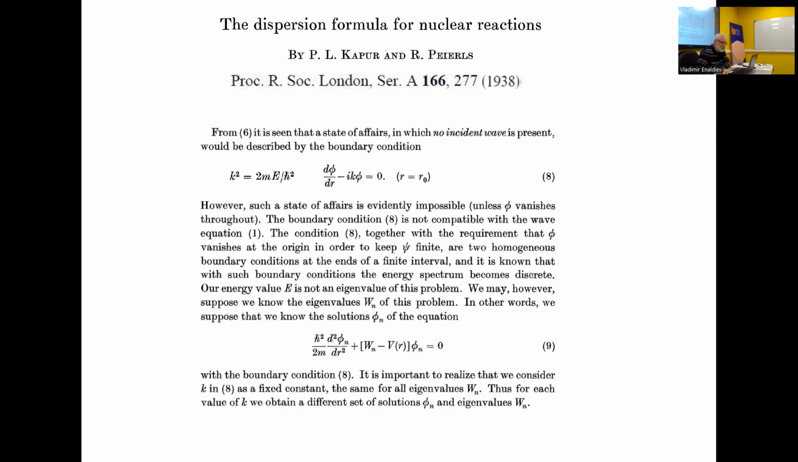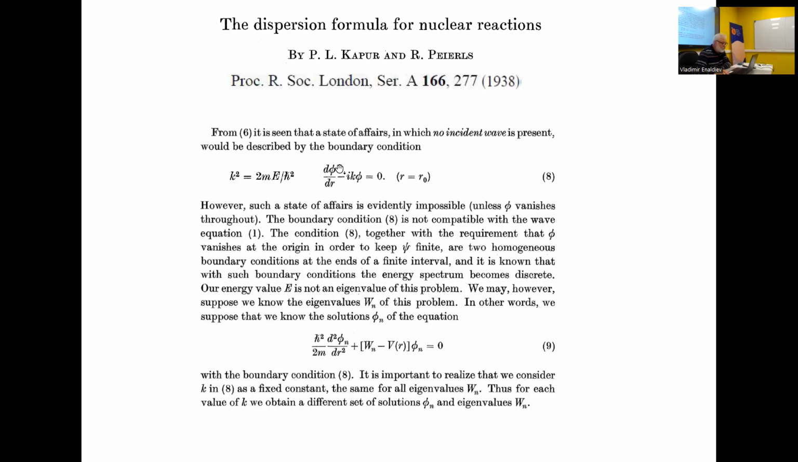So the first who tried to do this were Kapur and Peierls. Peierls, I hope you know this name. They suggested the following. Suppose we have energy of colliding particles. So particles like one nucleus collides with another nucleus. This is the collision energy in the center of mass frame. This is fixed.